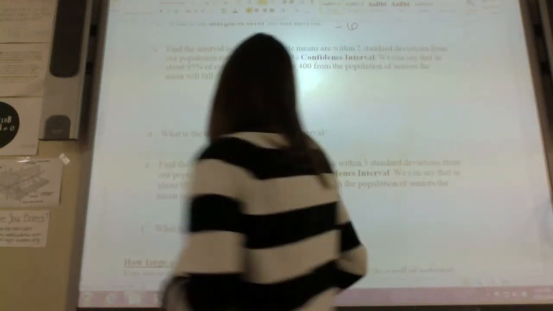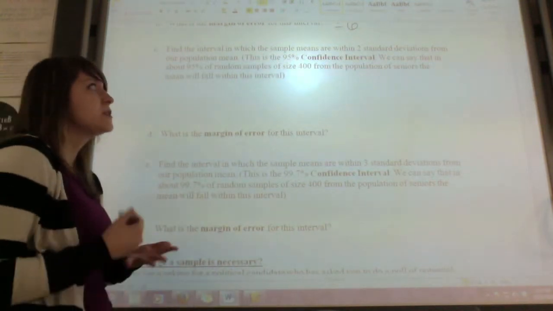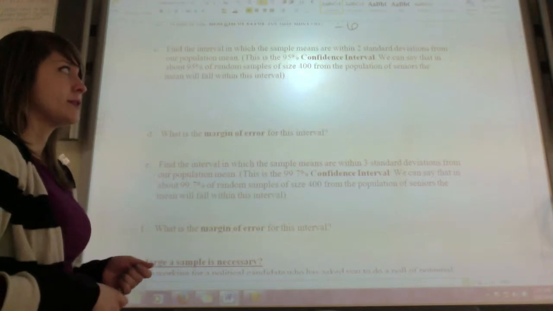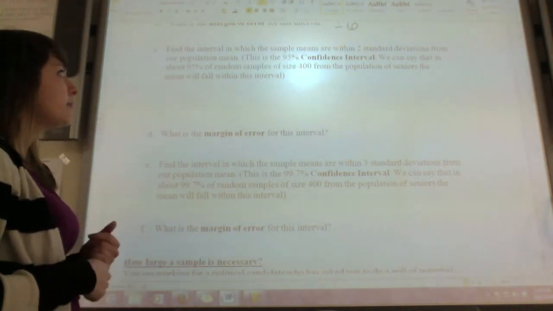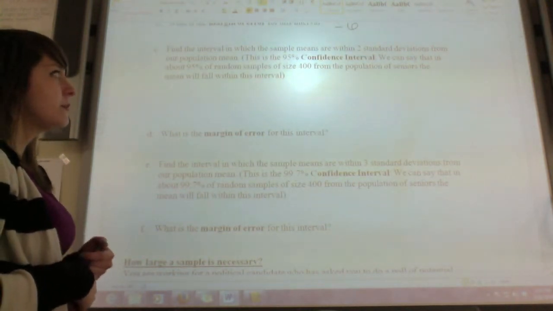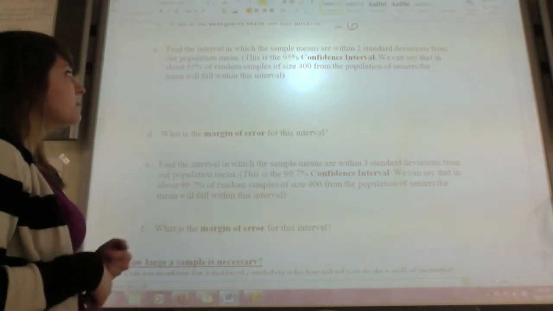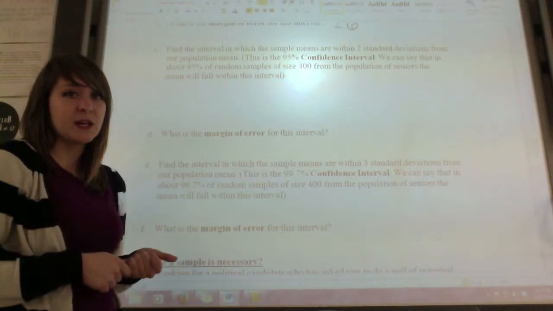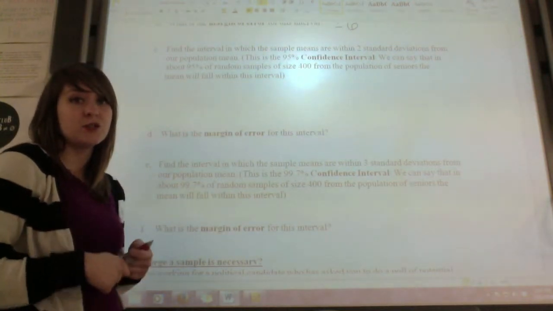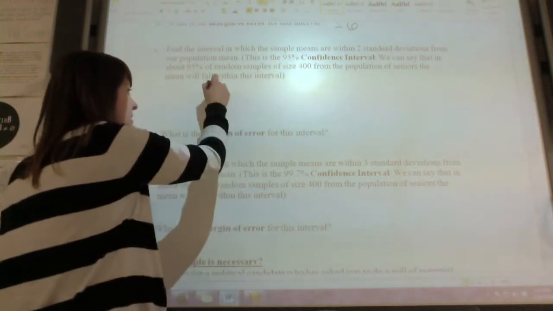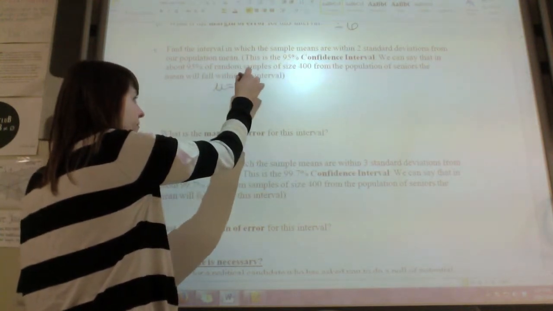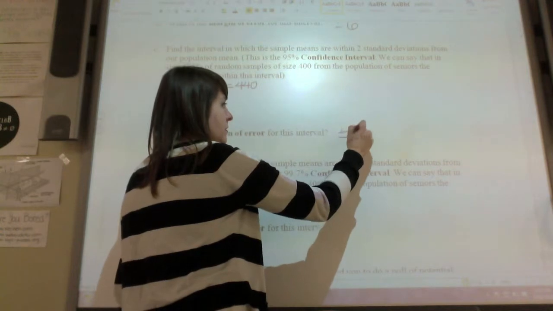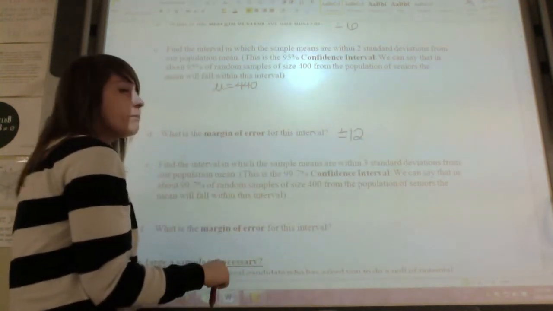Okay, next up. Now we want to find the interval in which the sample means are within 2 standard deviations from the mean. That's the 95% confidence interval. So we can say that in about 95% of random samples of size 400 from the population of seniors, the mean will fall within this interval. So if one standard deviation was 6, that means 2 standard deviations is 12. So what I'm going to do is take that mean, which was 440, and add or subtract 12 from it, which is my margin of error.